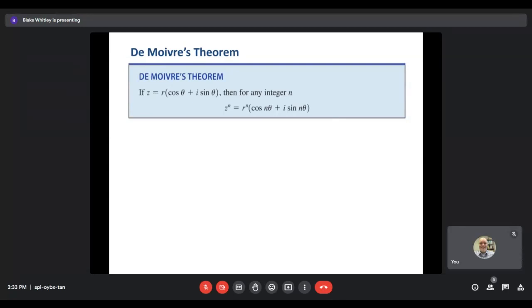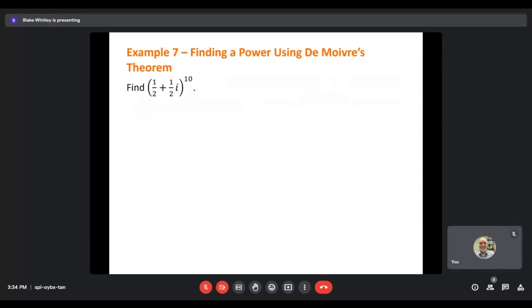So again, the first thing we're going to have to find is the r and the theta values. Once we know those, we have our z. Once we want to raise that to the n power, we're going to take the r value, raise it to the n power, multiply the theta by the n, and that's going to give us whatever z to the n is equal to. So this time we've got 1 plus 1/2 I raised to the 10th power.